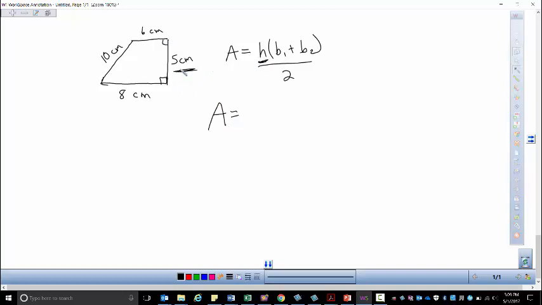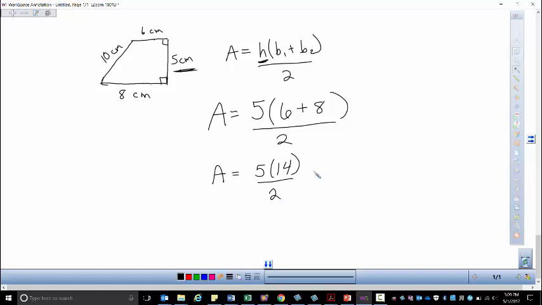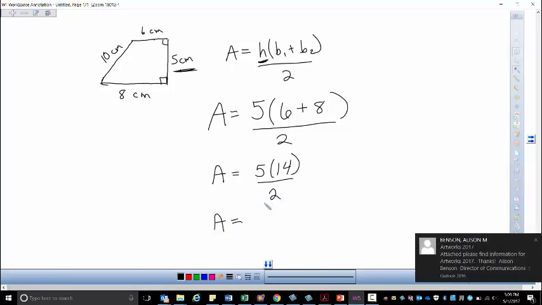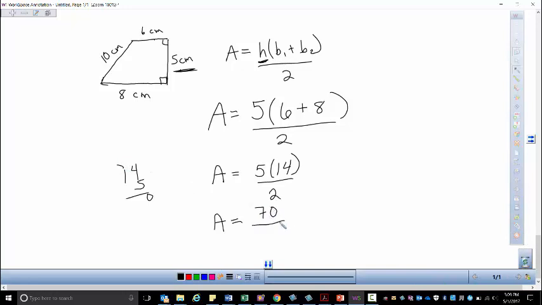So the area, my height this time is 5. So my height is 5 because it's perpendicular. It's a vertical line. So 5 times, my bases are the parallel ones, 6 plus 8, divided by 2. Then I do my math, 5 times 14 divided by 2. So 5 times 14 is, let's see, 14 times 5 is 0, carry the 2, is 70, divided by 2 is 35 square centimeters.